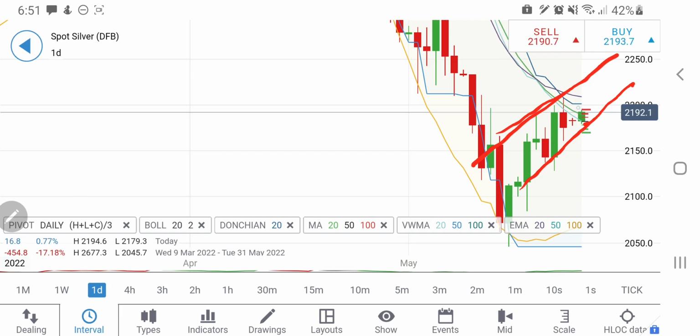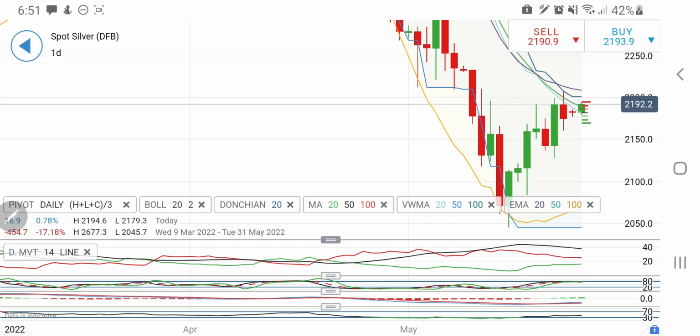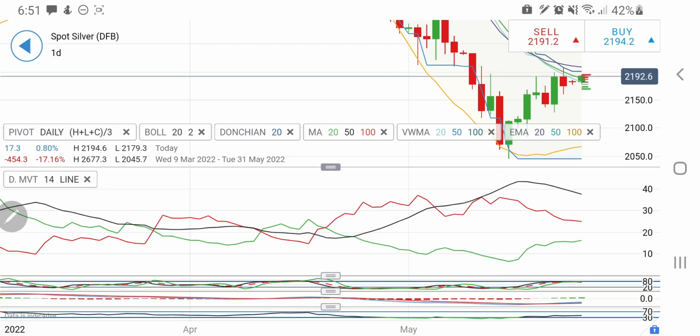And yes, a good resistance at 2195 can be seen. Beyond that I will be looking forward to the 2210, 2220 zone, and beyond that also it can fly towards 2240 levels, which are going to be a very strong resistance. But yes, it appears probably we may see a little greener movement today.